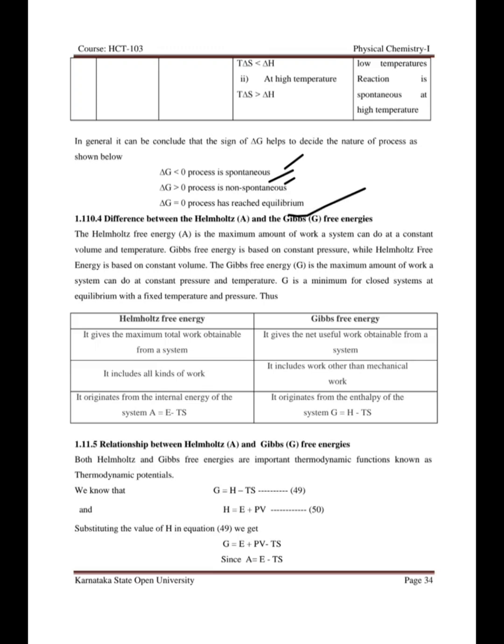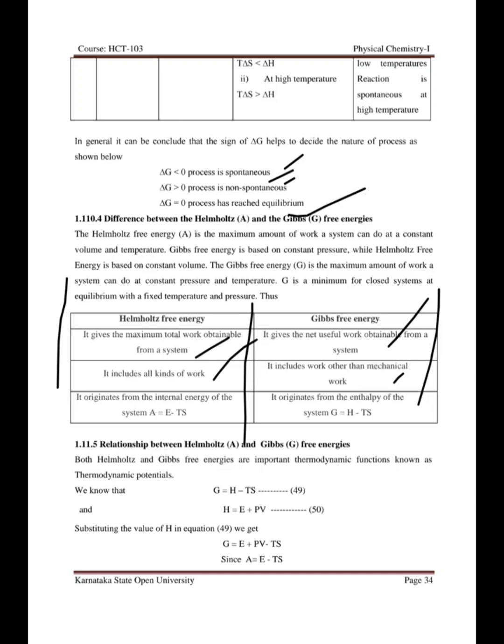The differences between the Helmholtz and Gibbs free energy are given in two columns. The Helmholtz free energy gives the maximum total work obtained from the system. The Gibbs free energy gives the net work obtained from the system. It includes all kinds of work, including work other than mechanical work.